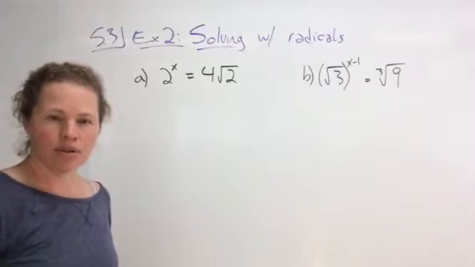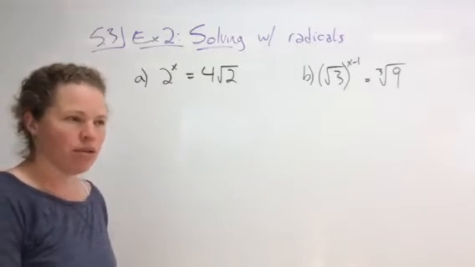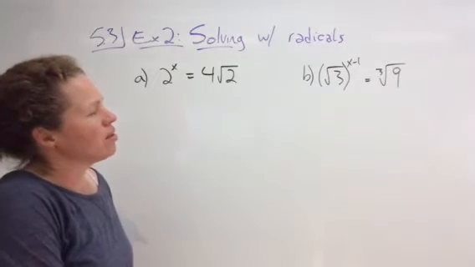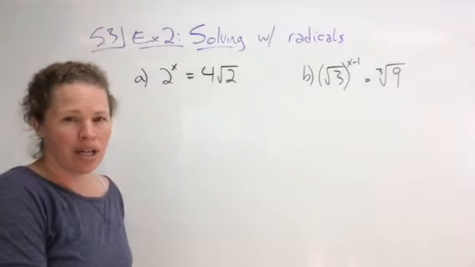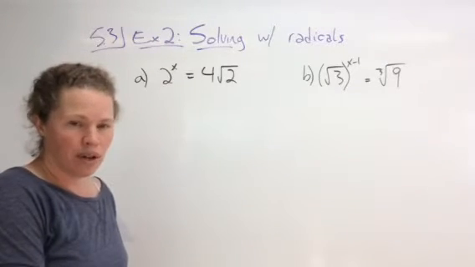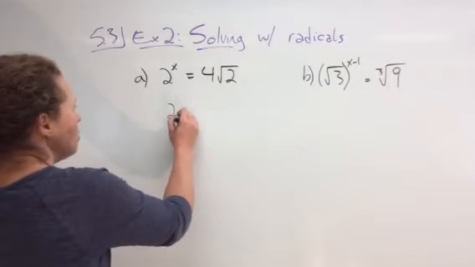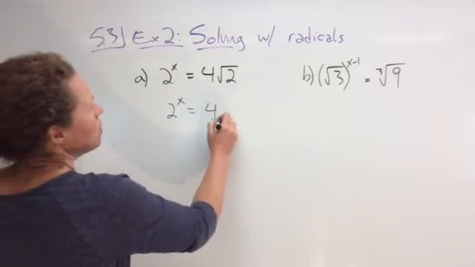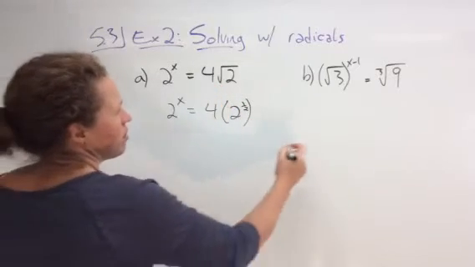So example 2 just throws in radicals to mess with us a little bit. And if you remember from a previous study, a radical would be expressed as an exponent that is a fraction, and the root would be the denominator. So I could rewrite this as 2 to the power of x equals 4 times 2 to the power of a half, because this is a square root.